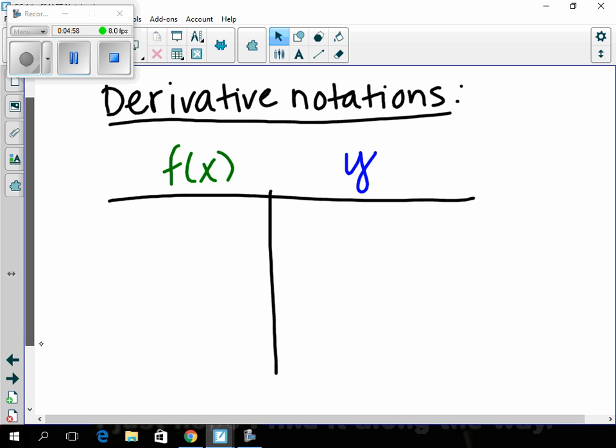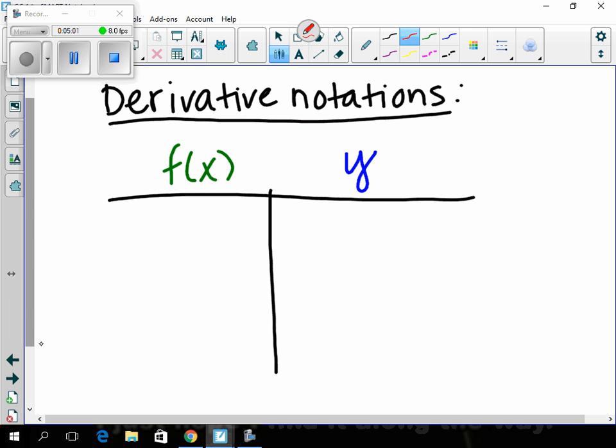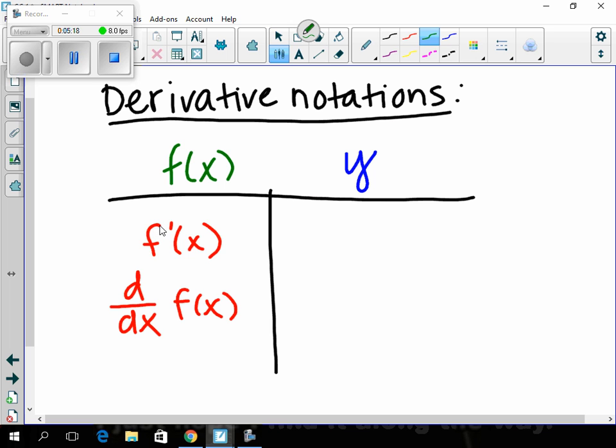When we take the derivative of f of x, we call it f prime of x. We can also notate the derivative as d dx, so the derivative with respect to x of f of x. That's another way of dealing with it. When we're looking at y, we can say y prime, that's the derivative, or dy dx. Those are all solid notations for the derivative.